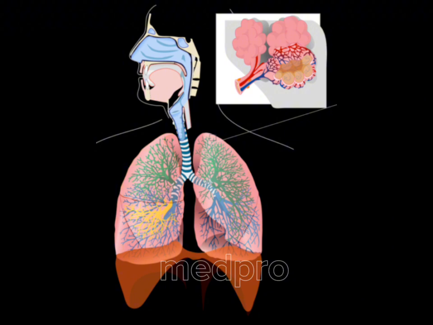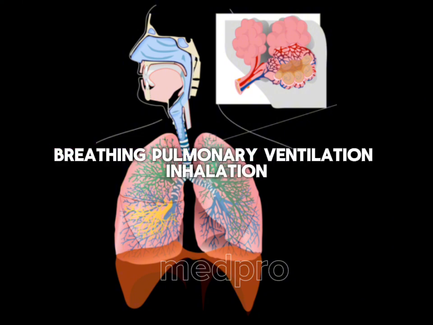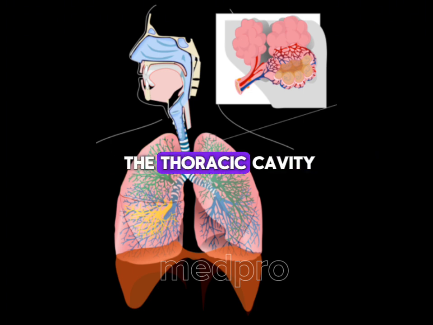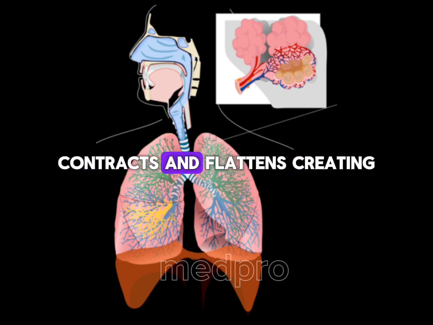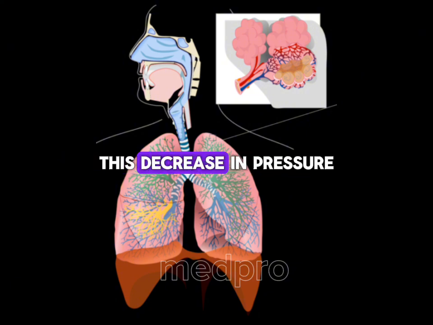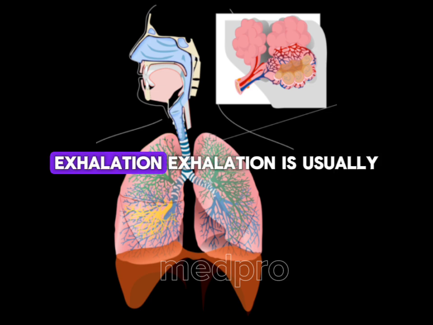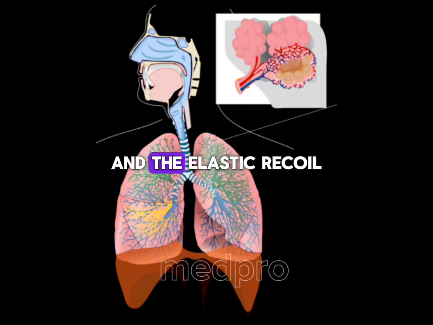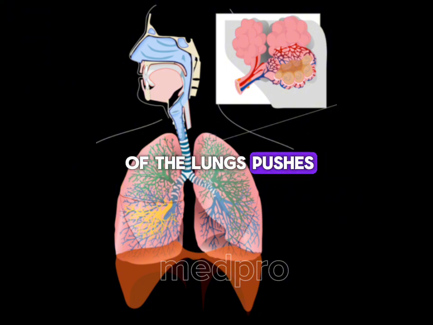Physiology of the respiratory system. 1. Breathing, pulmonary ventilation. Inhalation. During inhalation, the diaphragm, a dome-shaped muscle at the bottom of the thoracic cavity, contracts and flattens, creating more space in the chest cavity. This decrease in pressure allows air to flow into the lungs. Exhalation. Exhalation is usually a passive process where the diaphragm relaxes and the elastic recoil of the lungs pushes air out of the lungs.